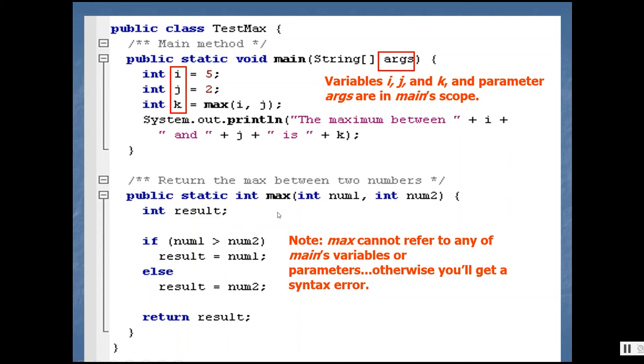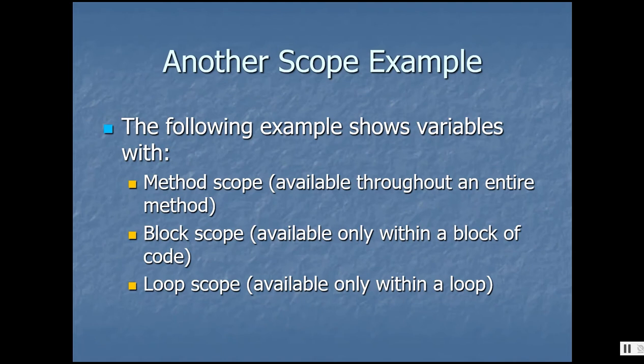And vice versa. num1 and num2, result. Main has no access to num1 and num2 or result. So that tells us that the scope of i, j, and k is main's method block, and the scope of result, num1 and num2 is within max. Method scope in both cases.